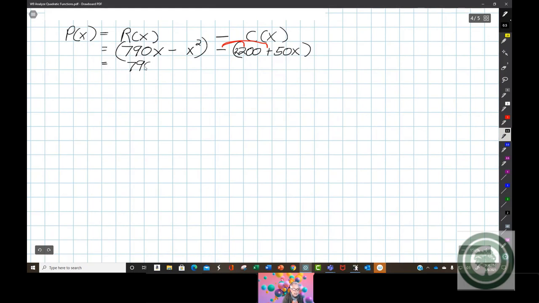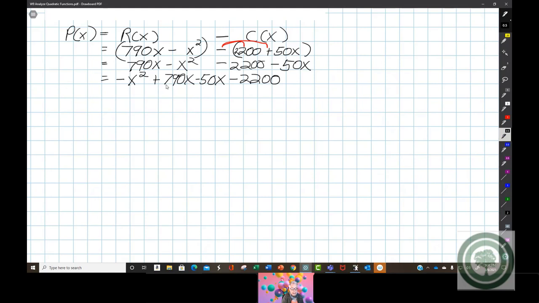Equals 790 times X minus X squared minus 2200 minus 50X. Now you combine your like terms, you're going to have negative X squared plus 790X minus 50X minus 2200. And that's going to be 740X. So our profit function is negative 1 times X squared plus 740X minus 2200.